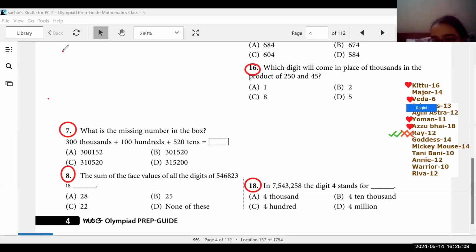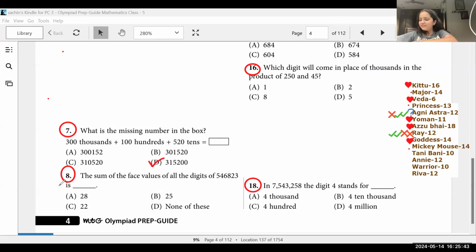So can we take a break? No. So me, Princess, Major Mickey Mouse. Actually, keep the break at 35. Why? Sir, please. Sir, I don't want the break today. It is D, A, then A, and then B. Forgot to do the last one.